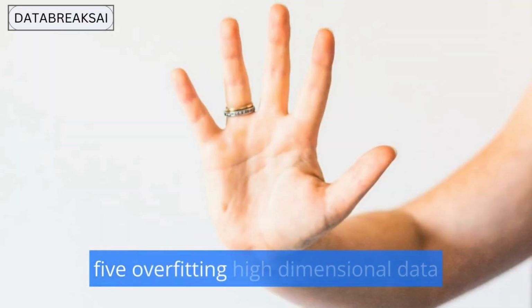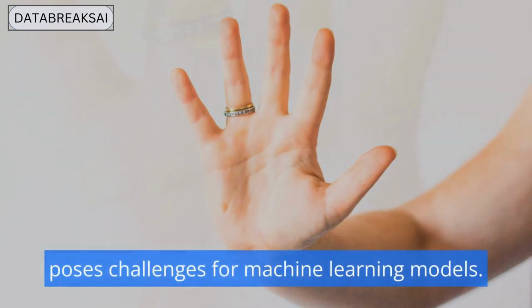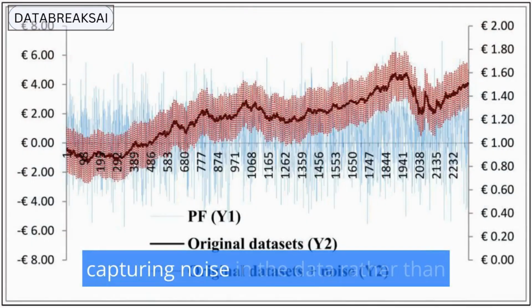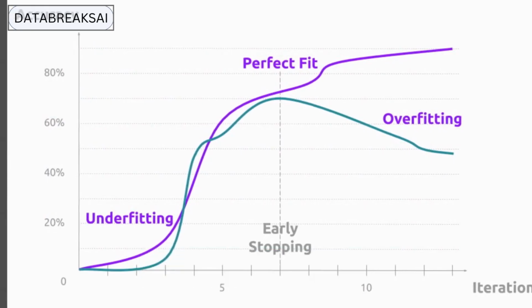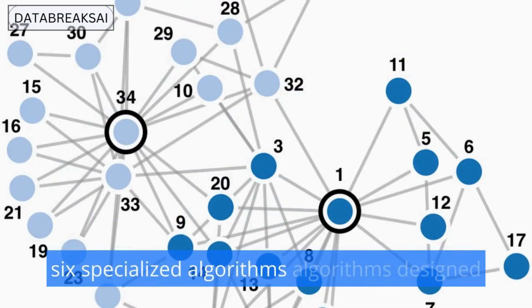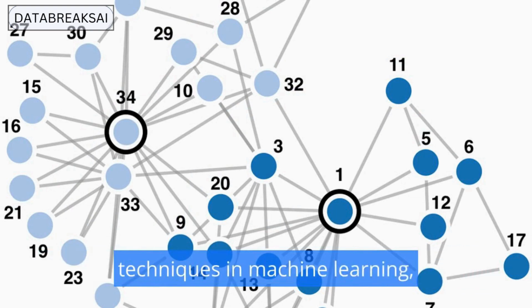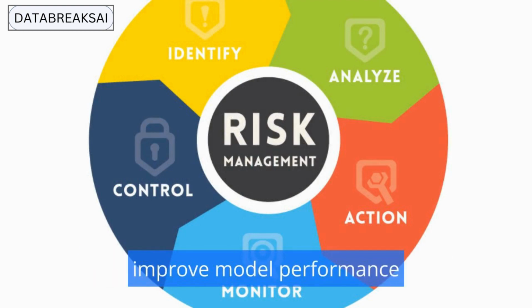5. Overfitting. High-dimensional data poses challenges for machine learning models. With many features, models can become overly complex, capturing noise in the data rather than true patterns. This is known as overfitting. 6. Specialized algorithms. Algorithms designed for high-dimensional data, such as regularization techniques in machine learning, help mitigate the risk of overfitting and improve model performance.